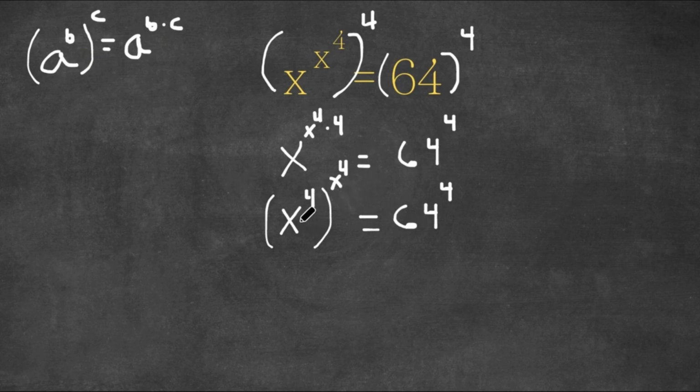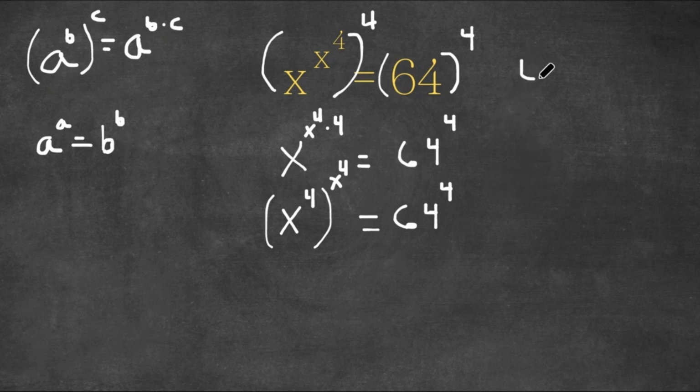Well, I actually want to convert this equation so that it's in the form a to the power of a equals b to the power of b, because if it is in this form, then we could just set a equal to b. So we already have x to the power of 4 to the x to the power of 4, so we already have a to the power of a. Now we just need to convert 64 to the power of 4 so that it's in the form b to the power of b.